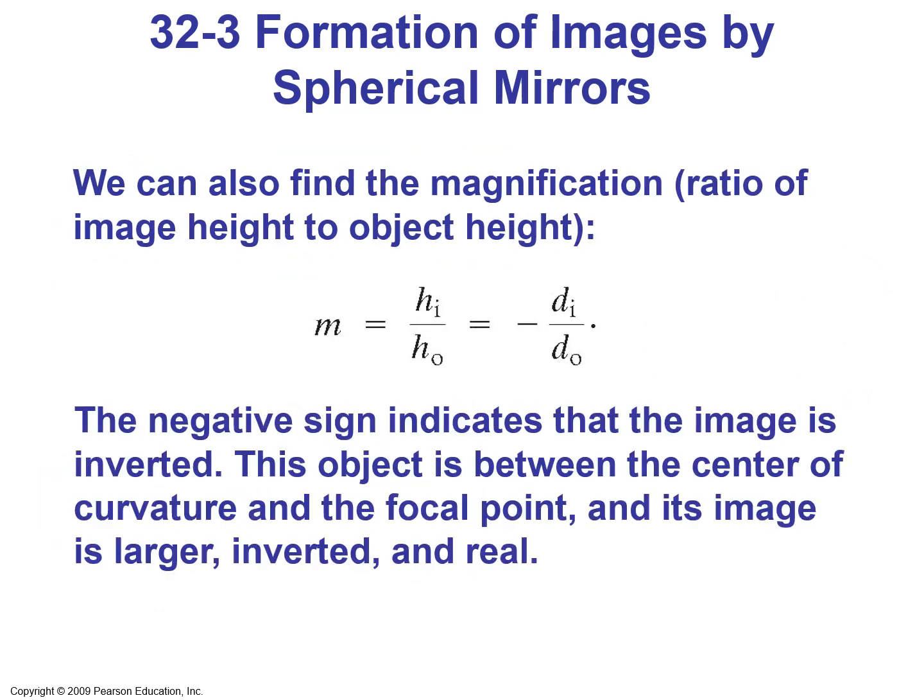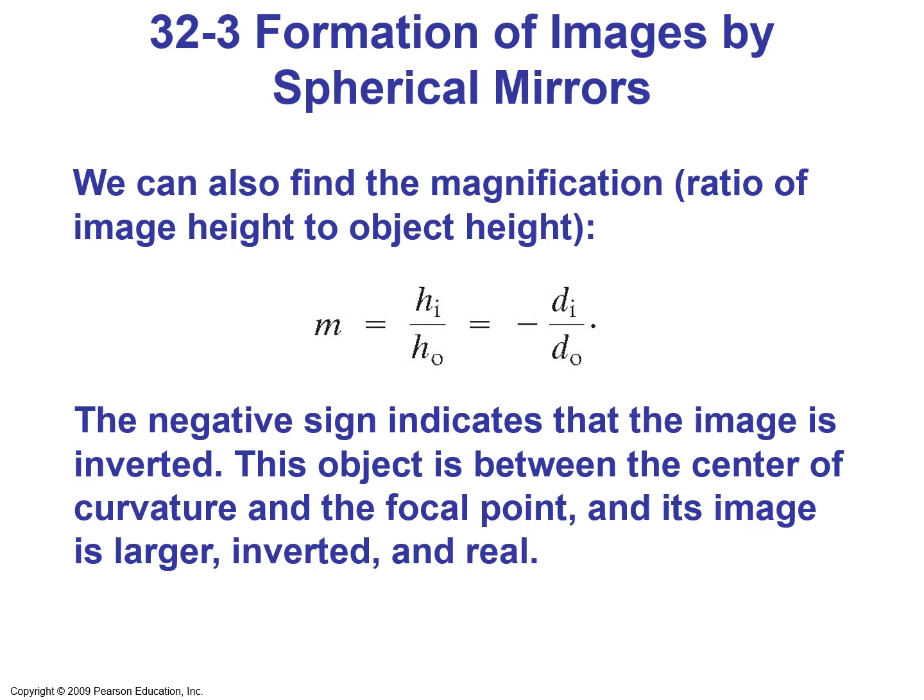We can also find the magnification, the ratio of image height to the object height. M is the height of the image divided by the height of the object, and is equal to minus the distance of the image divided by the distance of the object. The negative sign indicates that the image is inverted.